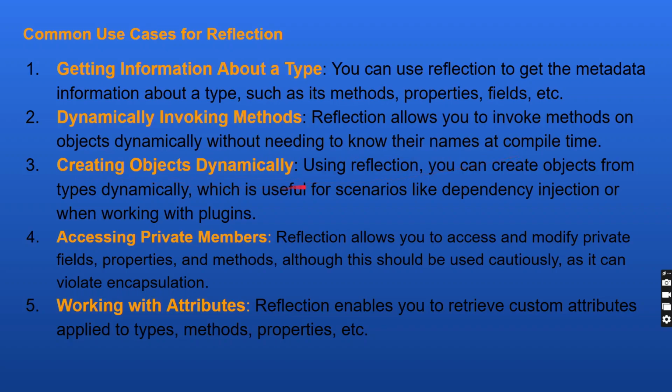Creating objects dynamically. Using reflection, you can create objects from types dynamically, which is useful for scenarios like dependency injection or when working with plugins. Accessing private members. Reflection allows you to access and modify private fields, properties, methods, although this should be used cautiously as it can violate encapsulation. And working with attributes. Reflection enables you to retrieve custom attributes applied to types, methods, properties, etc.